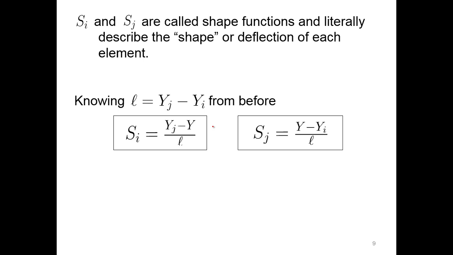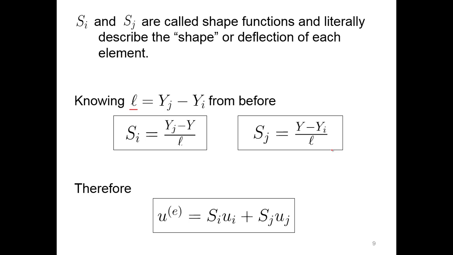So if we know what L is, from the first slide where we defined our problem, the length of our element is defined by the difference between the y components at each node. We can substitute that into the denominator and come up with our shape functions. For node i it is yj minus y over L, and for the shape function at node j it is y minus yi over L. Therefore, if we plug the shape functions back into our original equation, we have Si times ui and Sj times uj. So what is happening at node i and at node j defines the deflection in our element.